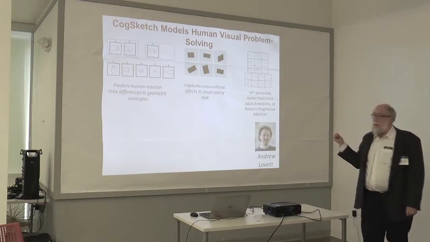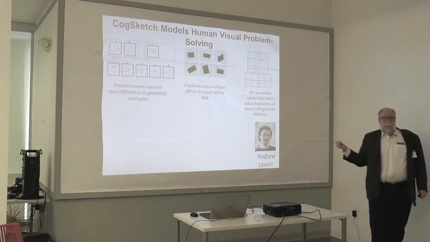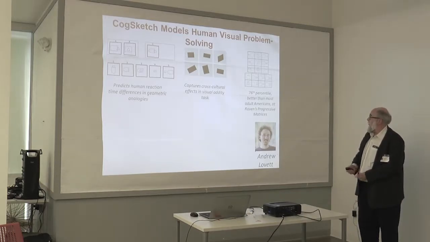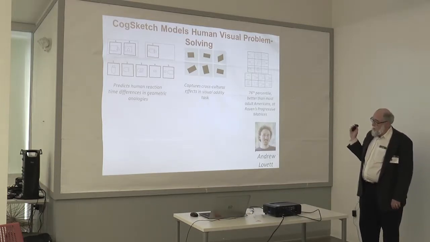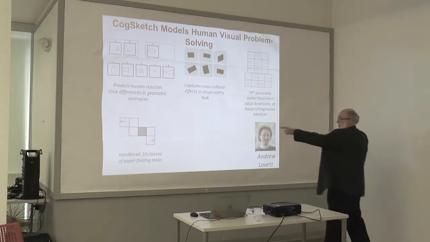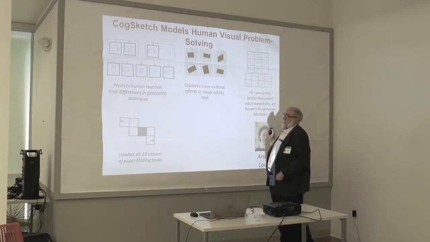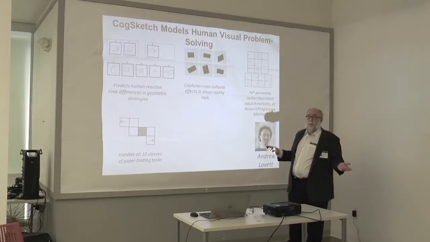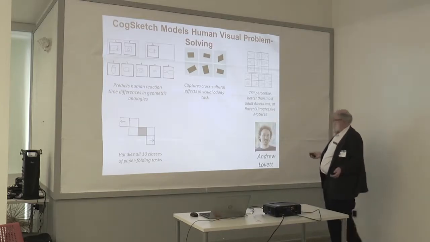It makes reaction time predictions that have been borne out in laboratory experiments, and a paper on that was just accepted for site review. And there's also a model of paper folding, which is: if I take this piece of paper and fold it up into a 3D shape, do those two arrows touch or not? There are 10 different classes of problems. The simulation handles all of them.